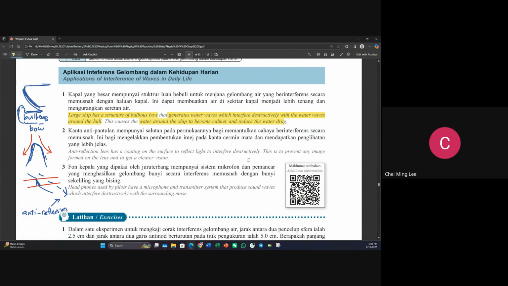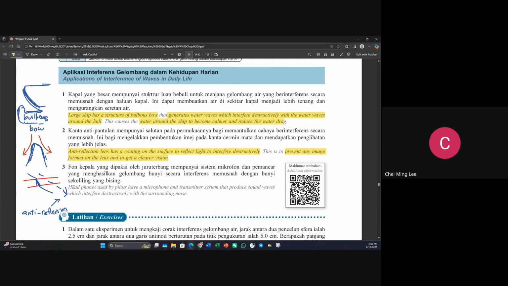Most of the big ships, you will see there's one big thing at the bottom of the hull. And then the anti-reflection lens has a coating on the surface to reflect the light to interfere destructively. This is to prevent any unwanted image forming on the lens, to get a clearer vision.